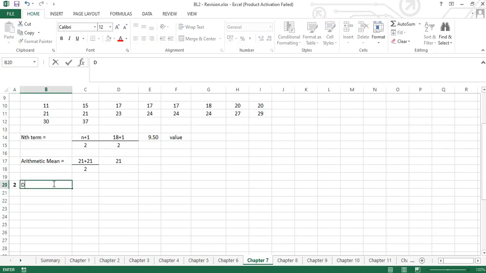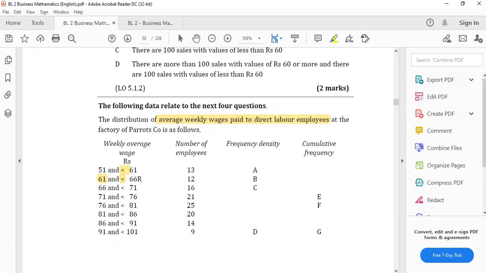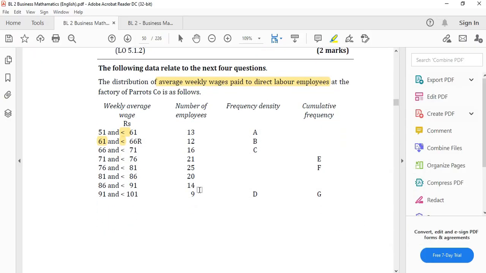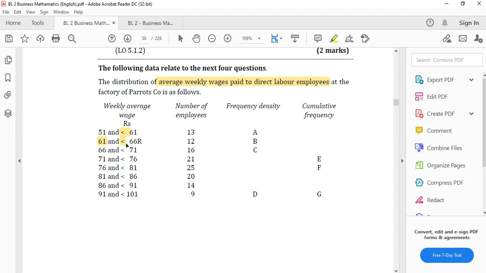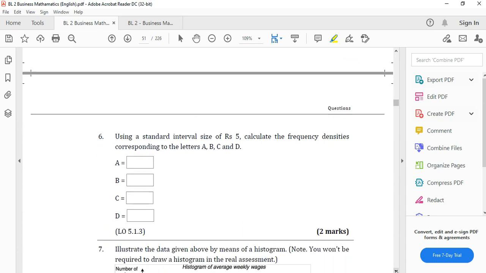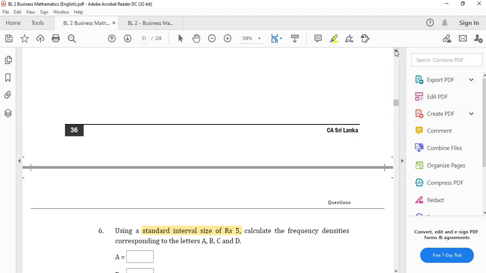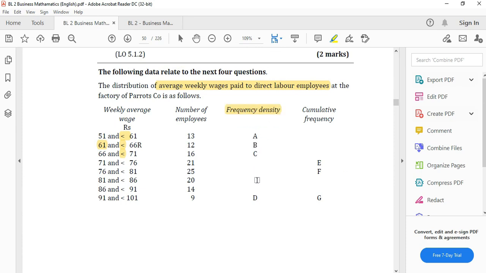You call it discrete data where the data is not continuous. If it's a continuous data set, you will use the words up to and including. So this will be like up to and including 61, up to and including 66, something like that. Alright, in your textbooks you all must have come across. So if it's up to and including, it's a continuous data set. But here they have given the sign and they have not given the equal marks, so it is a discrete data set. Now, the question is, using a standard interval size of 5, calculate the frequency density corresponding to the letters A, B, C, D. Frequency density is this, and they want us to find these letters' values.